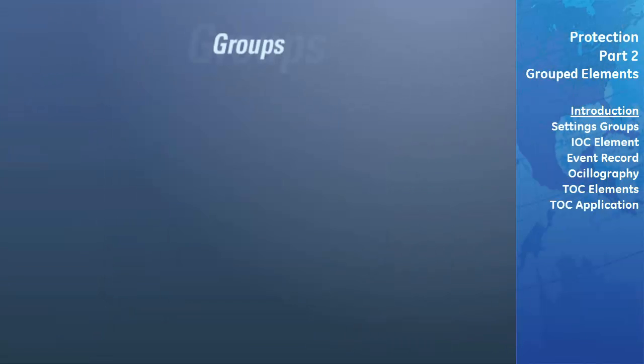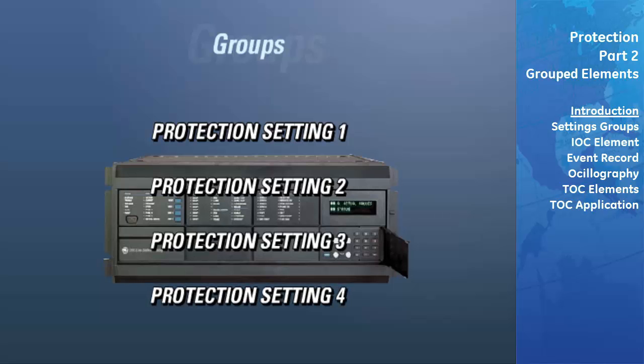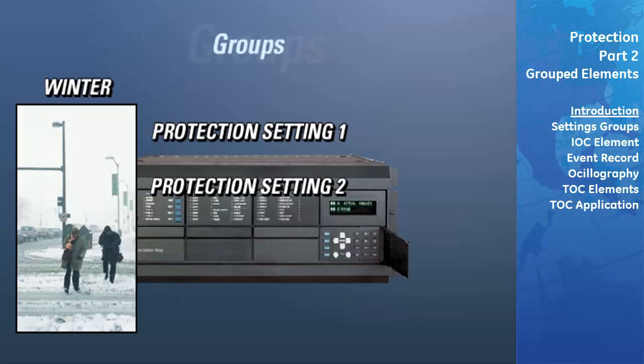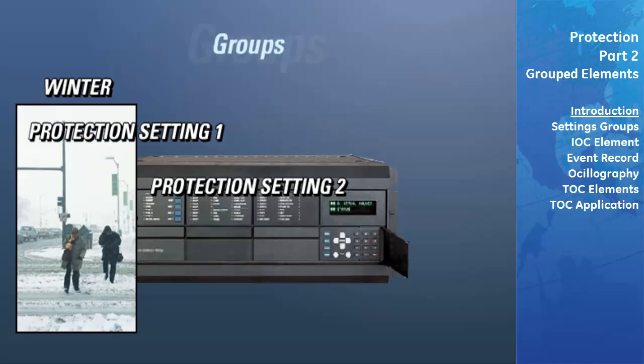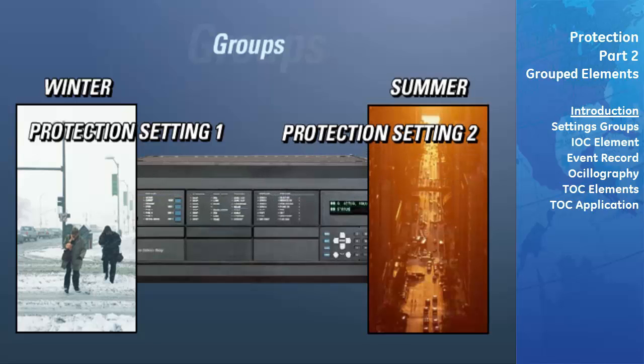It is often beneficial to have the flexibility of having different protection pickup levels for different power system conditions. For example, in the winter, the demand for power is much lower. Therefore, the pickup levels for overcurrent can be set to lower levels. In the summer months, the demand for power is much greater due to the high use of cooling equipment, such as air conditioners. Therefore, the pickup levels for overcurrent need to be set much higher at this time.